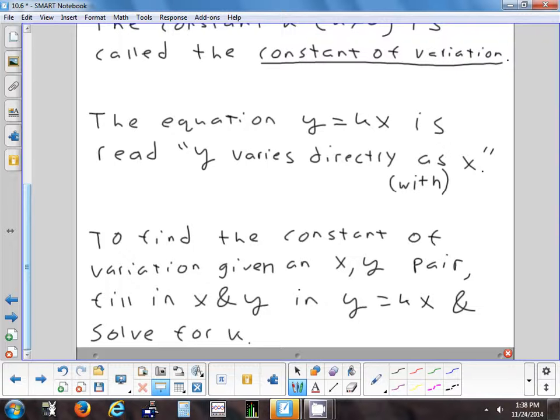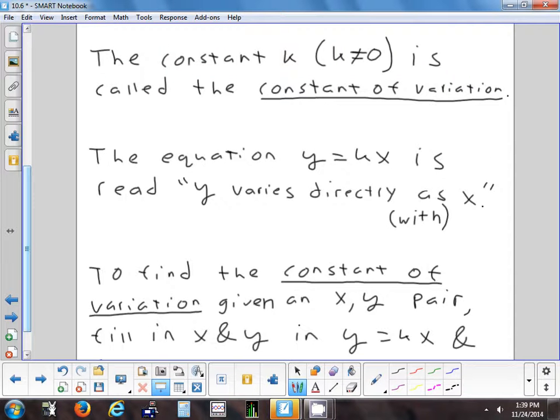And for some of the problems in the homework, some of the problems on the test, you're going to be asked to find the constant of variation. What letter was the constant of variation again? K. The constant k is the constant of variation.